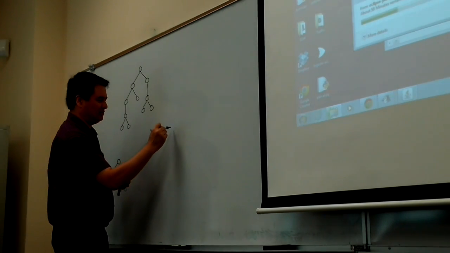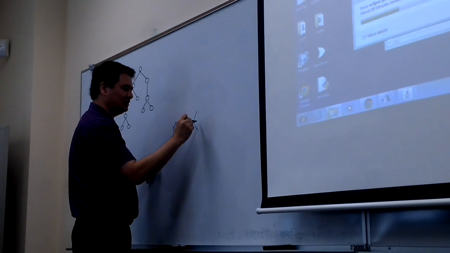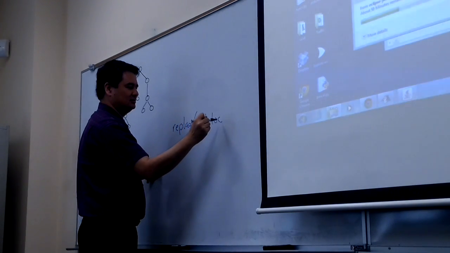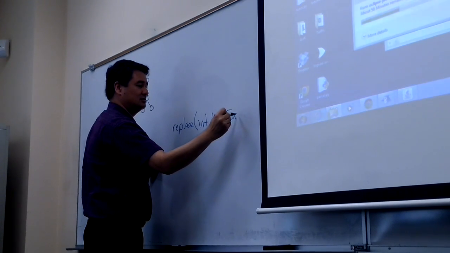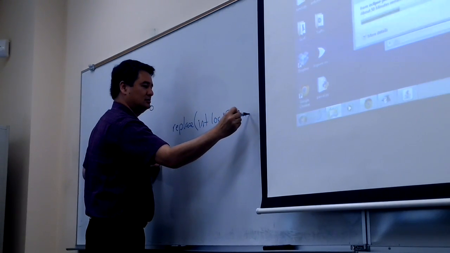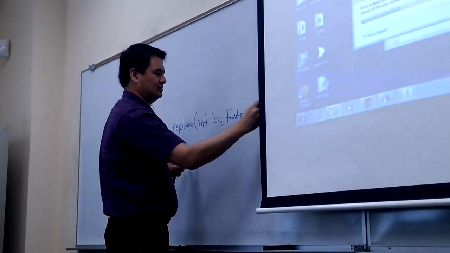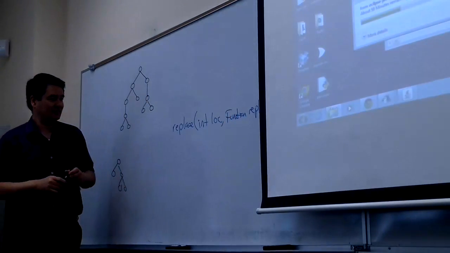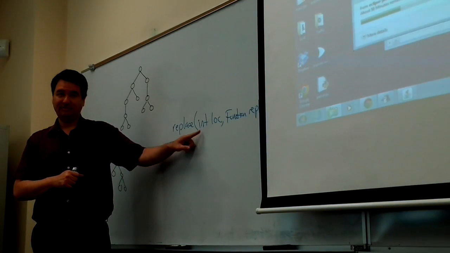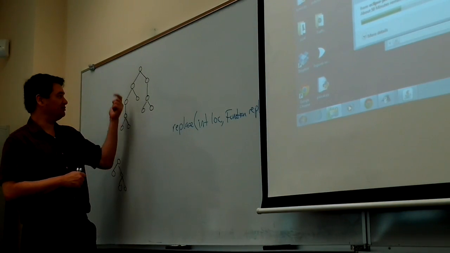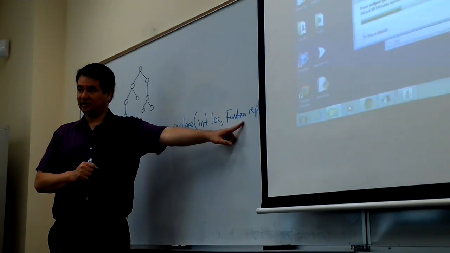So what I want to do is make a function called replace, or a method. You give it a location number, and a function. This location number is a number, basically some number between 0 and however many nodes there are in this. And then this is the function to hook into that spot.